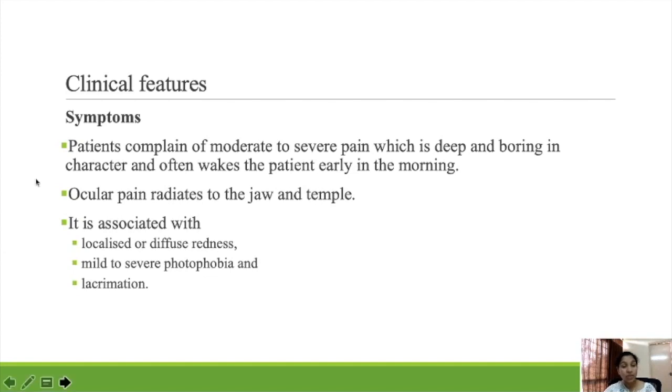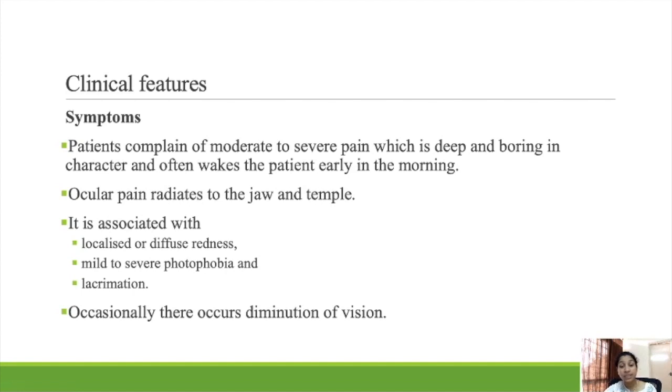It is associated with localized or diffuse redness, mild to severe photophobia, and lacrimation. Photophobia means aversion towards light, and lacrimation is watering of the eye. These are the symptoms of scleritis. And occasionally there occurs diminution of vision, dimness of vision.